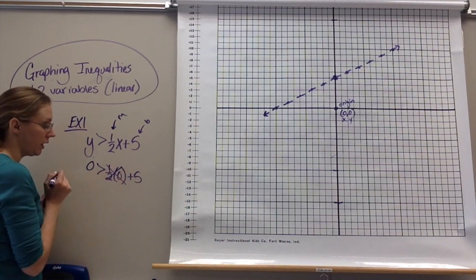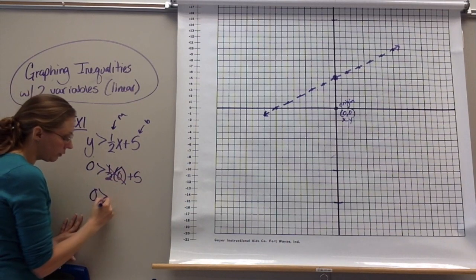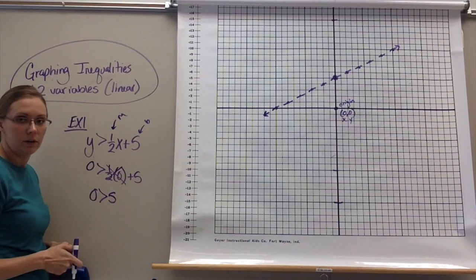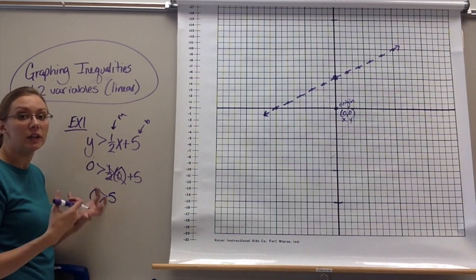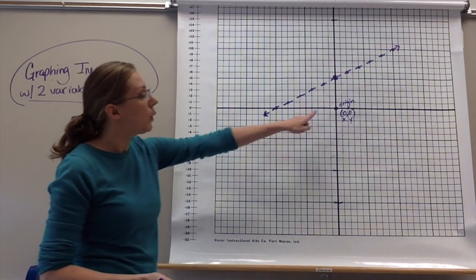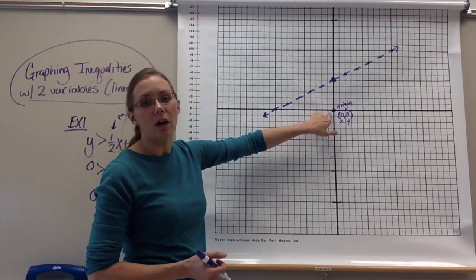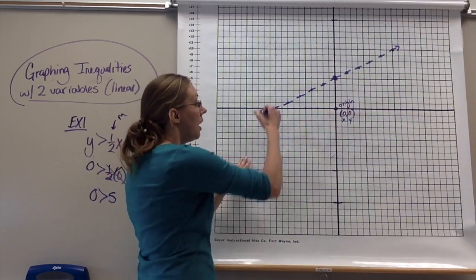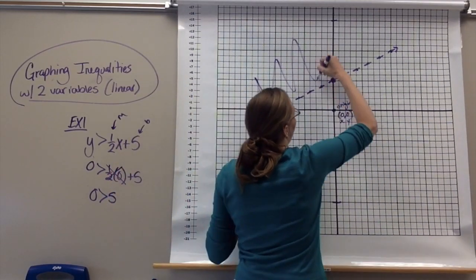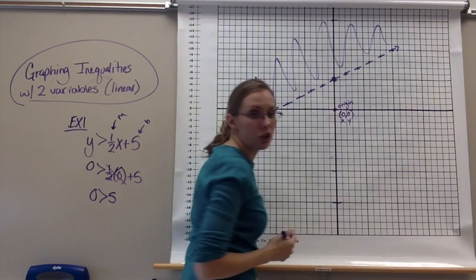1/2 times 0 is 0. So now I have 0 is greater than 5. Well, is 0 bigger than 5? The answer is no. That means this point is false. It is not shaded. False. No. Okay? Above this line, then, is going to be where I lightly shade.